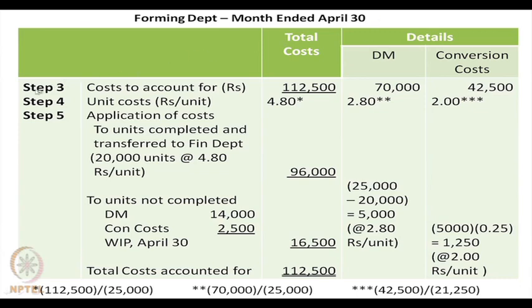Now, this writes down step 3, 4 and 5. 5 of course, is quite big, 3 and 4 not so difficult. So, here we are writing the details of the total cost. If you remember, the direct material cost used in the forming department was 70,000 and all the conversion costs put together is 42,500. Let us see that.